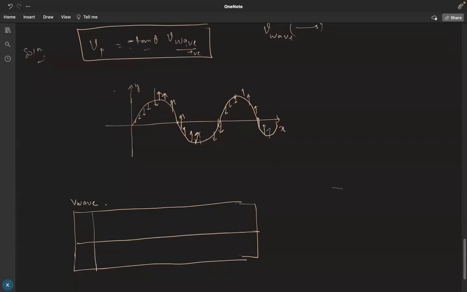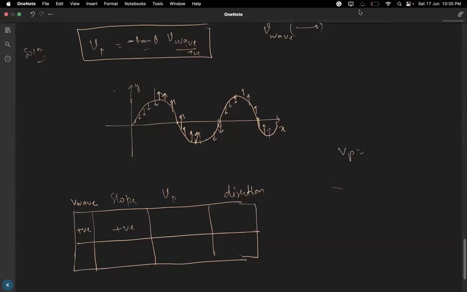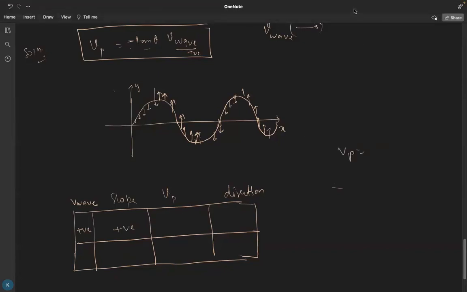Okay. Here is your slope. Here is your velocity of particle. And here is your direction. So if the velocity of wave is positive, in the direction of the positive x-axis, and the slope is also positive, then via this relation, we have actually this relation only.